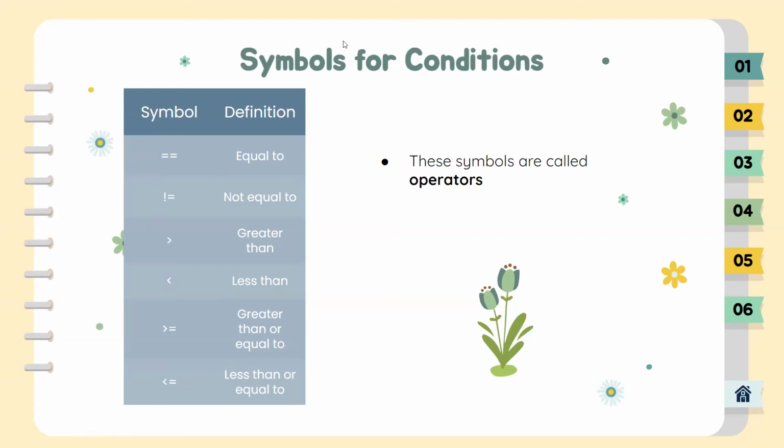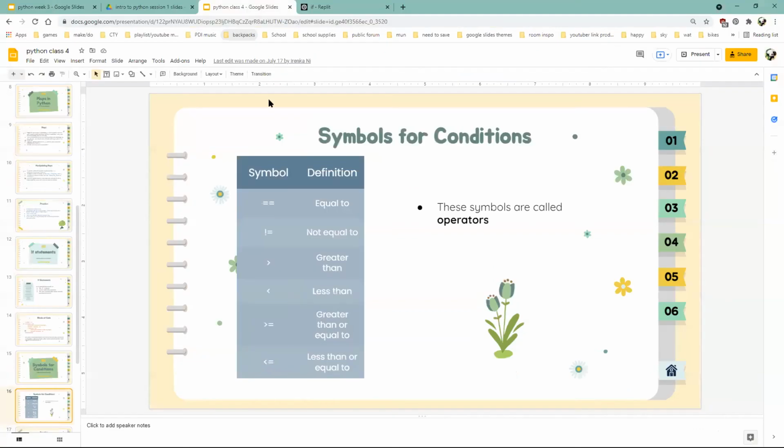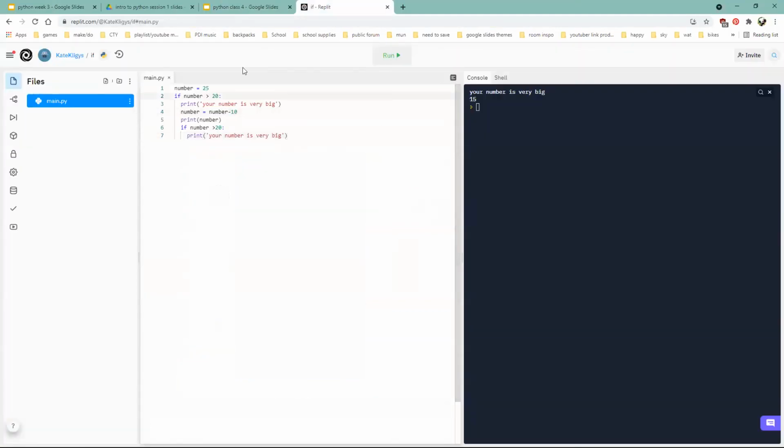So if you got these down, I can test all of them if you want. For example, if I change it here, if number is equal to 20, it wouldn't print anything because the number is 25. If I change it to 20, then it would print your number is very big.